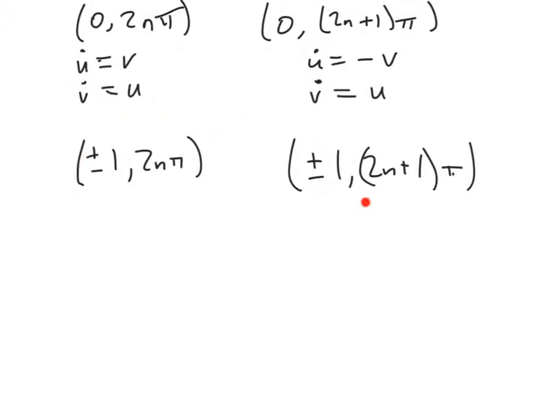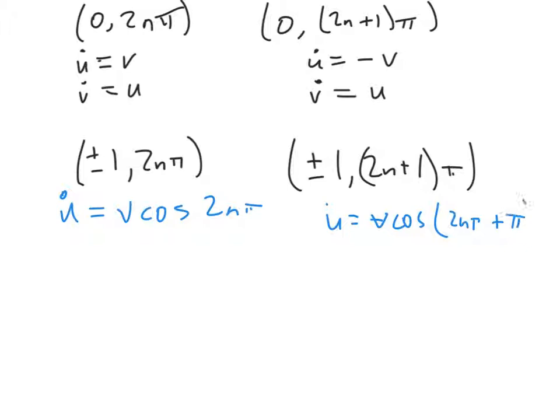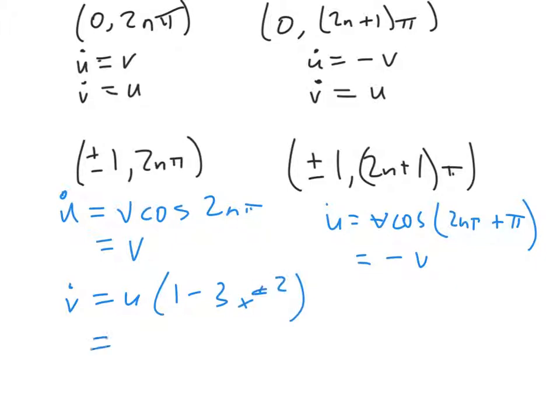And now we have these other cases. What's happening there? We're getting the same thing in the u dot, because we're still taking cosine of y star. So u dot is still equal to v cosine of 2n pi, or u dot equals v cosine of 2n pi plus pi. And so this is equal to v, and this other one's equal to negative v. But then v dot was u times 1 minus 3x star squared, which is equal to u times 1 minus 3, which is equal to negative 2u. And for the other case, it's also negative 2u.